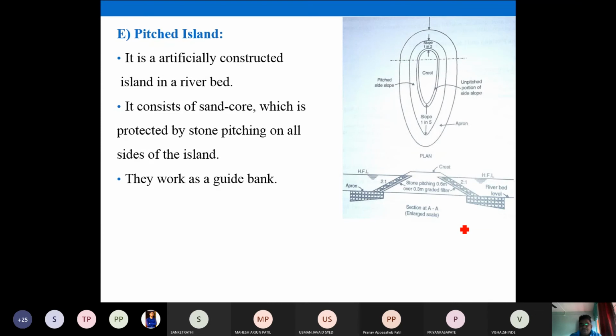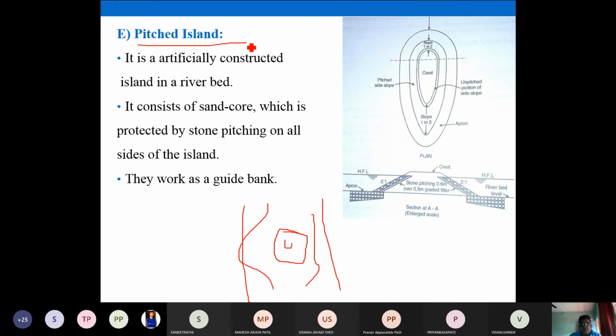Then the pitched island: if water is flowing in the river and there is a need to provide a rotary type of island, then the flow is diverted in all directions. Such a structure is called a pitched island. See the structure here: this is the crest part and this is the sloping part. We can provide the slope on all sides like this.